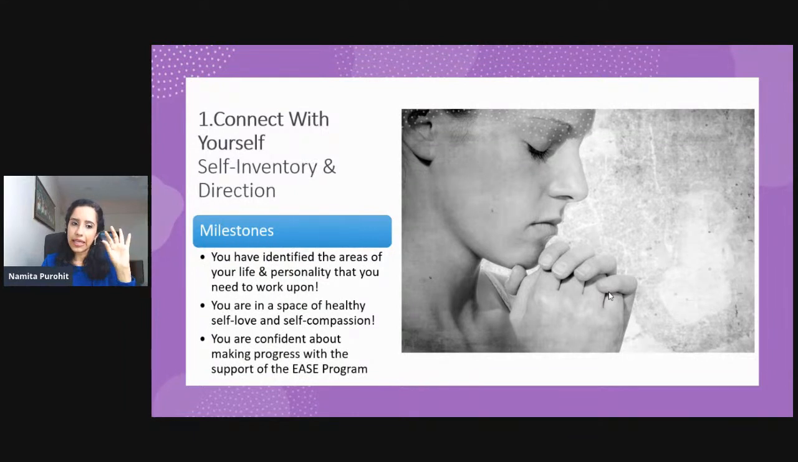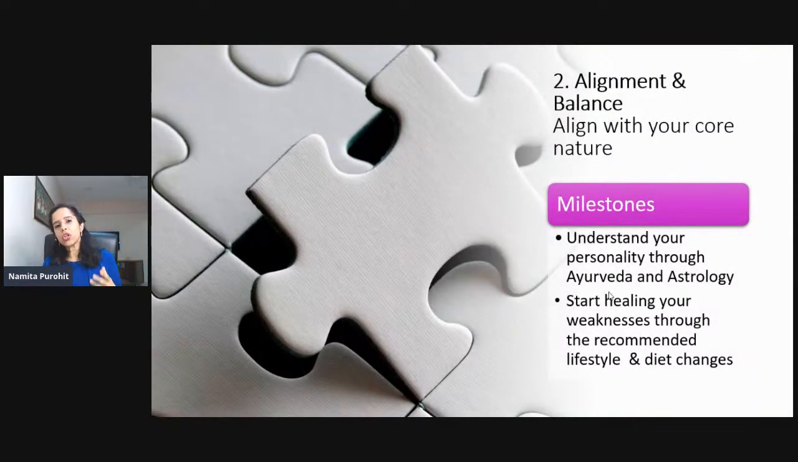Now, the next stage is the align stage, right? Where you're aligning with yourself and you're balancing yourself, aligning with your core nature. You're understanding in this stage what is my core nature, what is my psychophysical nature. And you understand that through Ayurveda and astrology. The entire module that you go through is Know Yourself to Grow Yourself through Ayurveda and astrology, and you understand your personality through Ayurveda and whatever imbalances are there in your personality right now, right? You'll be able to understand that.